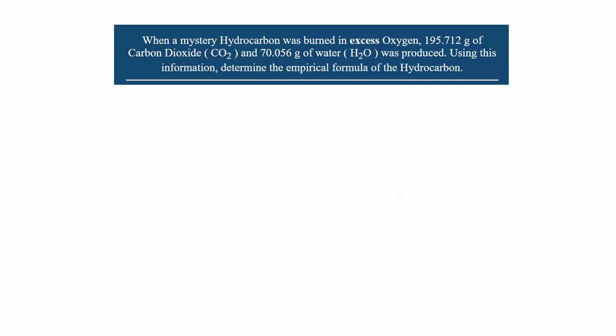In this question, we've effectively been presented a hydrocarbon. It's been burned, and we've been asked to determine the empirical formula of that hydrocarbon. The context we've been given is that the hydrocarbon was burned in excess oxygen, and we've been told the mass of carbon dioxide produced and the mass of water produced.